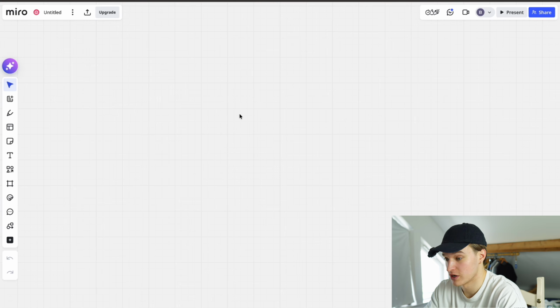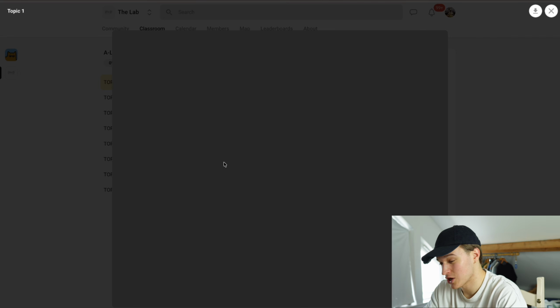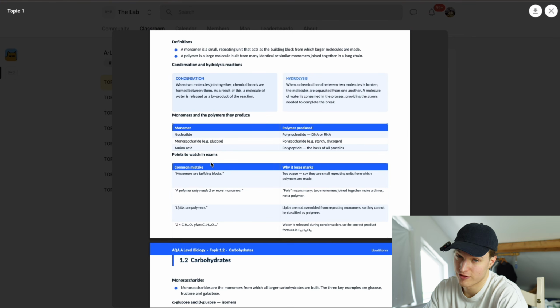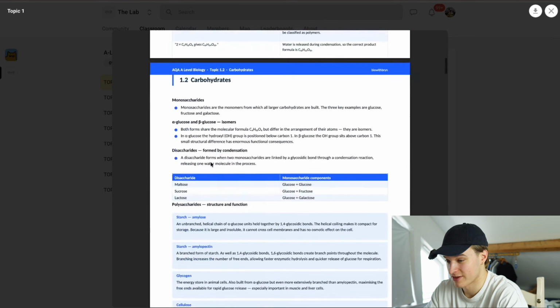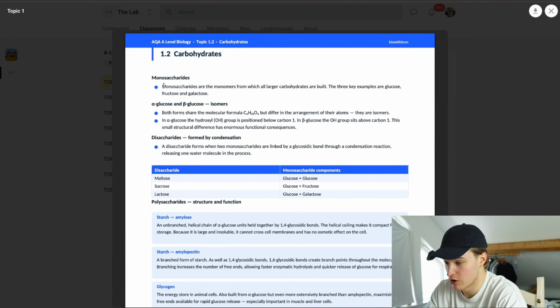Other methods of using notes then is the blurting method. People say, oh, how do you even blurt? Let's go back to these questions. The thing with blurting is it takes an incredible amount of effort, but it is the best way to be learning things. Let's say here we want to learn about monosaccharides. Here in the notes it says monosaccharides are the monomers from which all larger carbohydrates are built. There are 3 key examples: glucose, fructose, and galactose. So read all of this and learn all of it.